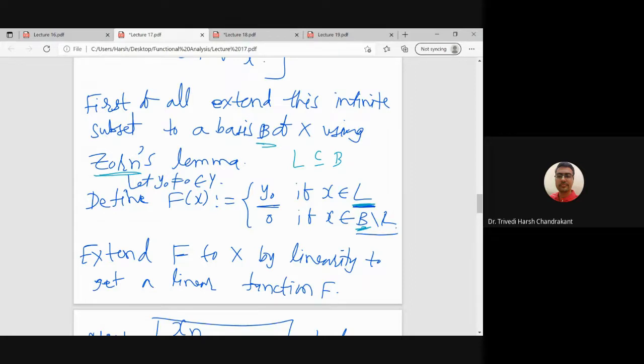So if we have an element of L, on those elements we are defining the value of the function to be y naught, where y naught is a non-zero value of the codomain. And if we have elements of B which are not in L, then on those elements we are defining the value of the function to be 0. Right, so it is kind of identifying whether the point belongs to L, or is not in L but is in B. So kind of an indicator function.